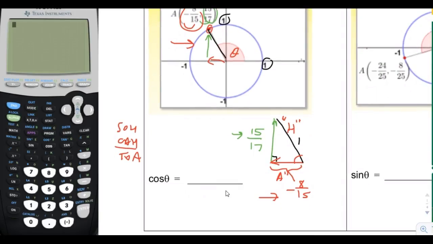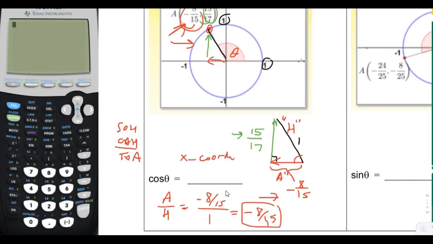Well, cosine of theta is equal to the adjacent over the hypotenuse. The adjacent is negative 8/15, right? And the hypotenuse is 1. So the adjacent over the hypotenuse is negative 8/15, which happens to be the x-coordinate. So we've just discovered that the cosine of theta is equal to the x-coordinate of the point found by drawing an extension of the angle theta and hitting the unit circle at this point. So the cosine of theta is negative 8/15.